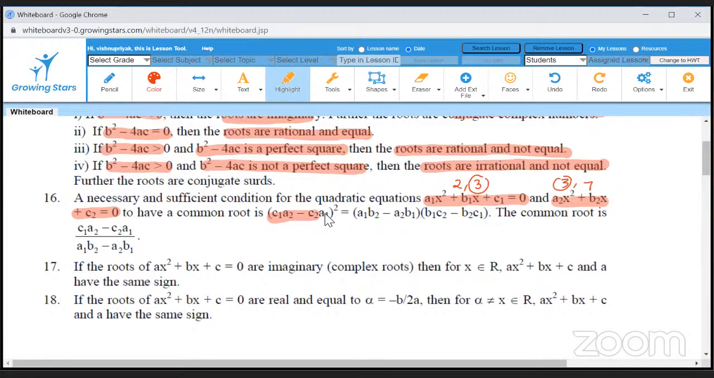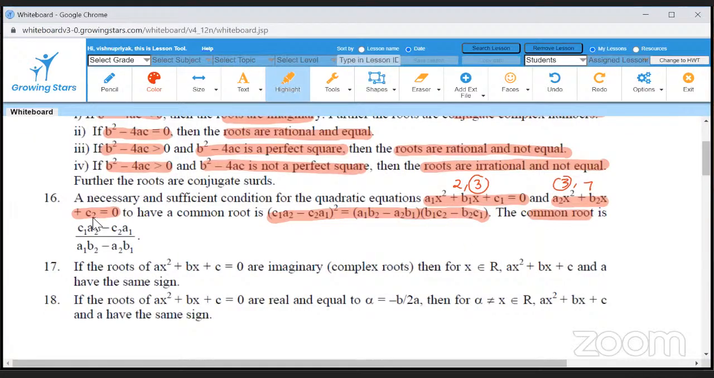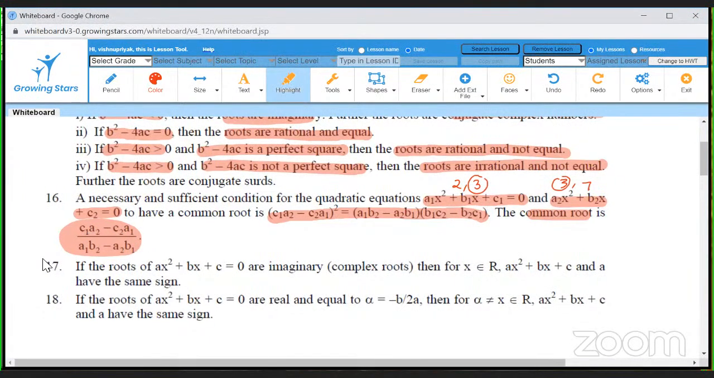(c1a2 minus c2a1) whole square will be equal to (a1b2 minus a2b1) into (b1c2 minus b2c1). And that common root 3, how will you get the common root? By taking (c1a2 minus c2a1) by (a1b2 minus a2b1).